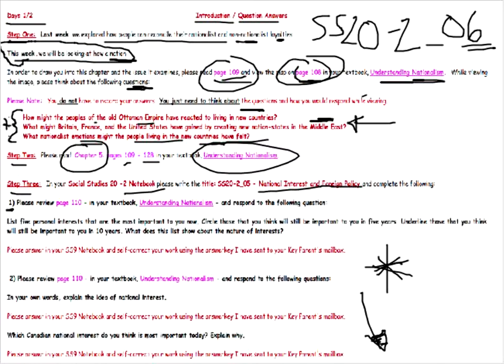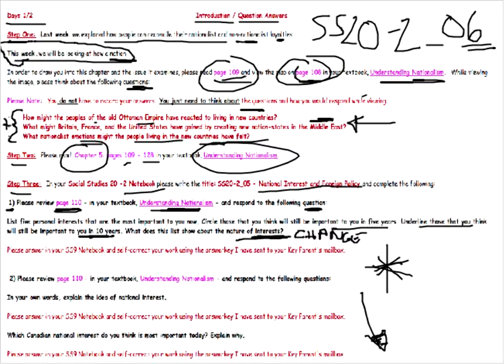For example, number 1 says, please review page 110 in your textbook and respond to the following question. List 5 personal interests that are the most important to you. Circle those that you think will still be important to you in 5 years. Underline those that you think will still be important to you in 10 years. What does this list show you about the nature of interest? Okay? And I think you'll find that they change as you get older.